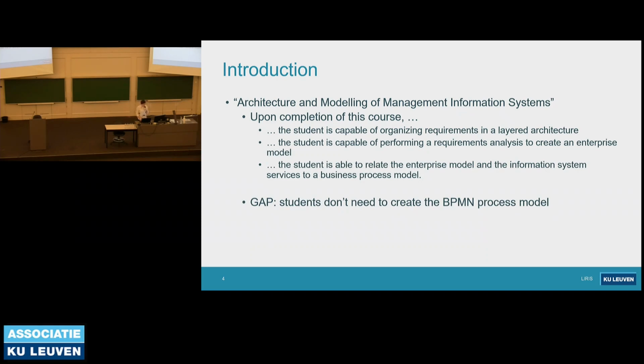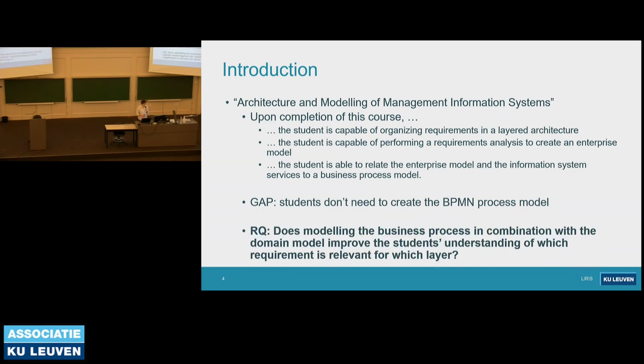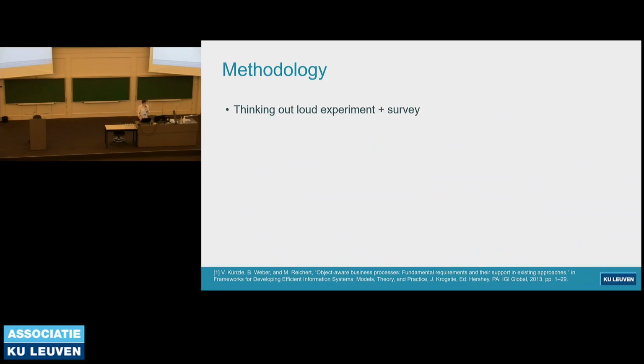And that's why we developed our research question: does modeling the business process in combination with the domain model improve the student's understanding of which requirement is relevant for which layer? In order to research this, we used a thinking out loud experiment where students created the models, and then afterwards they filled in a survey to investigate their perceived understanding of multi-perspective modeling.